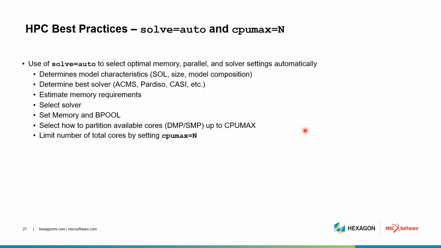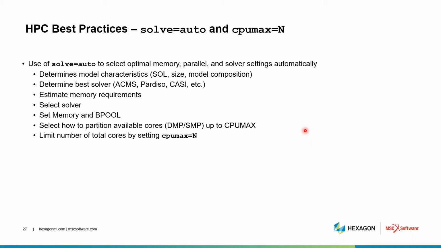So next, moving on to SOLVE equals AUTO and CPUMAX equals n. This applies to all the industries. Use SOLVE equals AUTO to select the optimal memory, parallel, and solver settings automatically from MSC Nastran. It determines the model characteristics from your Nastran input file, looks at the solution, size, model composition, etc., and then determines the best solver for it: ACMS, Pardiso, CASI, etc.